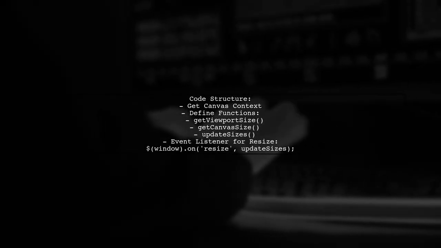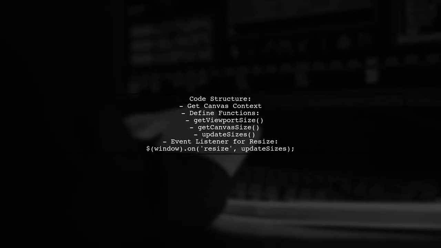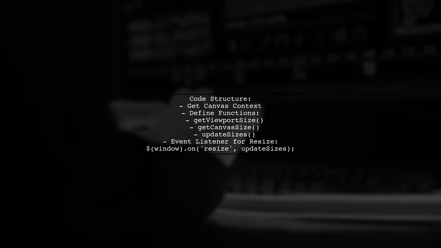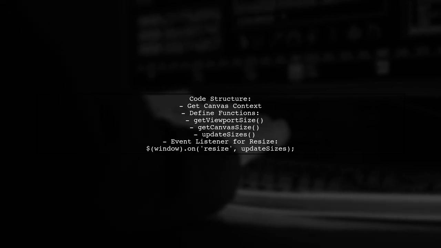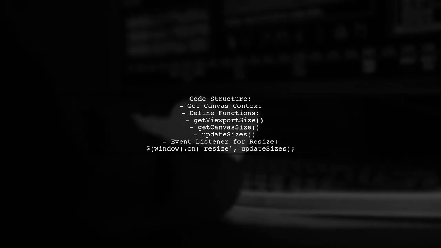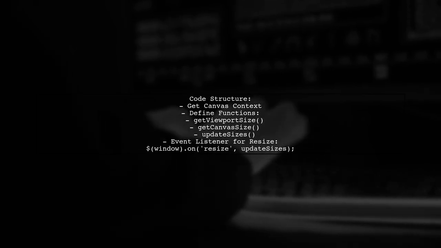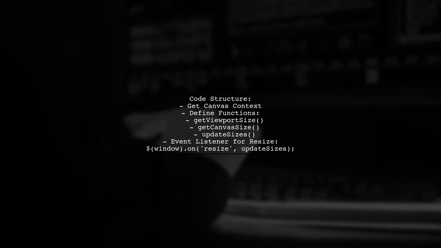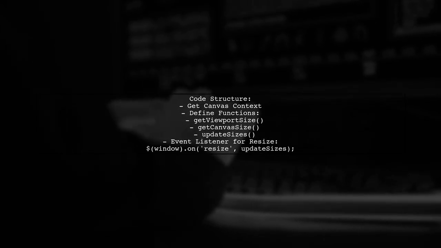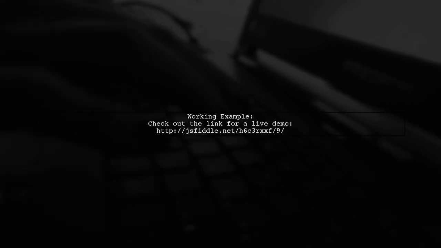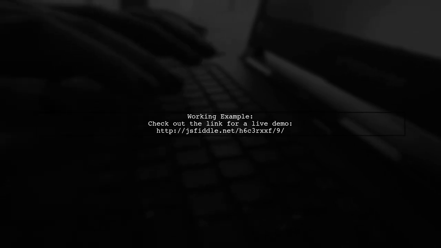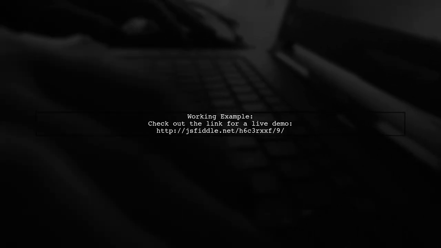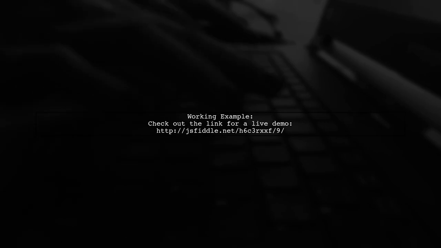Here's a simple code structure to achieve this. First, get the canvas context, then define functions to get the viewport and canvas sizes. Finally, set up an event listener to update the canvas size when the window is resized. You can find a working example of this implementation at the provided link. This will help you see the code in action and understand how it works.